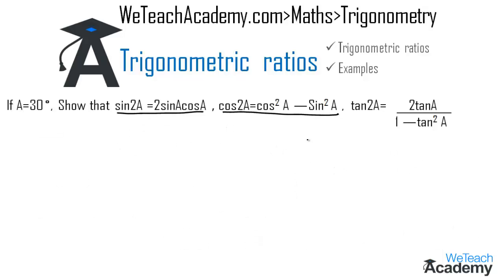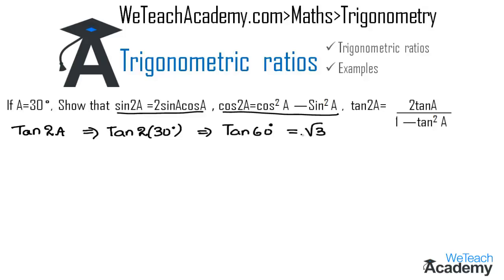And now let us proceed and prove whether tan 2a is equal to 2 tan a by 1 minus tan square a. So in order to prove, let us consider LHS side, that is tan 2a, and then substitute the value of 30. So we get tan 2 into 30, which is tan 60. And here the value of tan 60 is equal to root 3. And now let us consider RHS side, that is 2 tan a by 1 minus tan square a.